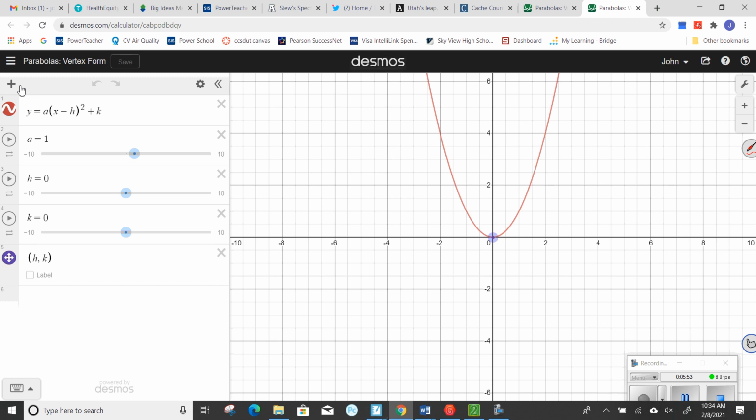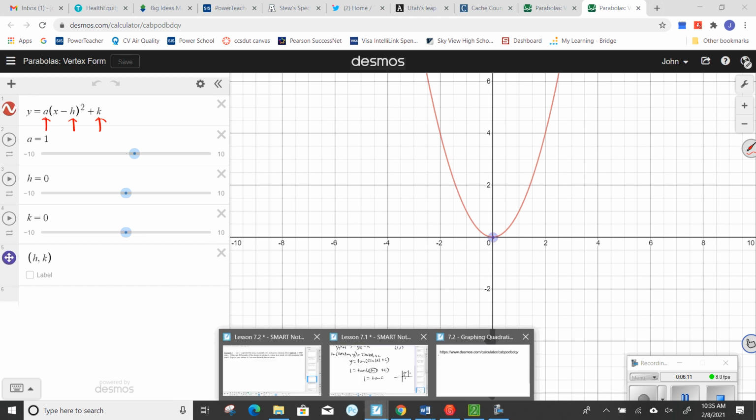Okay, so like before, we're going to figure out what happens as I change that inside number h, what happens as I change the outside number k, and what happens as I change that number I'm multiplying by, that a in front. So we're going to mess around with all three of those and see what happens.